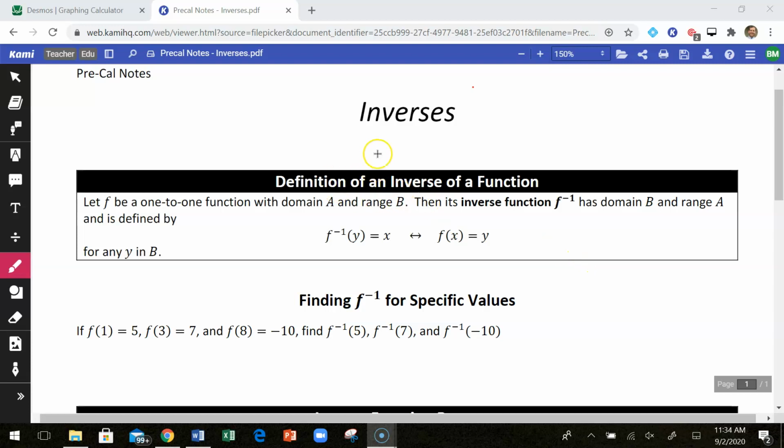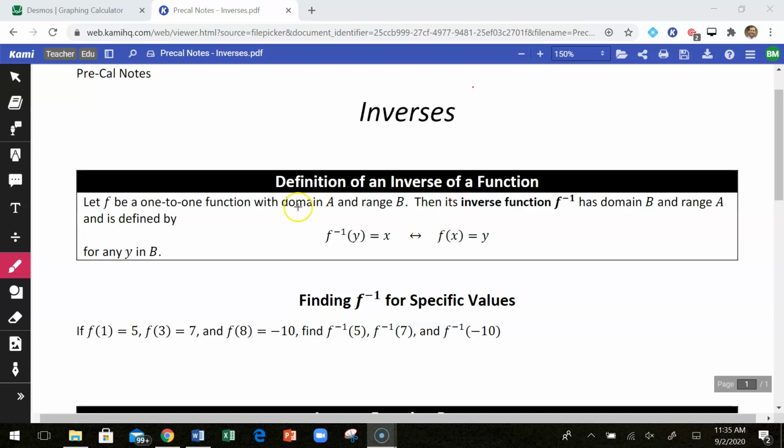Alright, in this video we're going to talk about inverses, and this is going to build a little bit upon what we talked about with one-to-one functions. If a function is one-to-one, then its inverse will also be a function. The way you want to think about that is, if you have a function and that function passes the horizontal line test, that means it's one-to-one. If that function passes the horizontal line test and is one-to-one, then its inverse will pass the vertical line test, therefore making it a function.